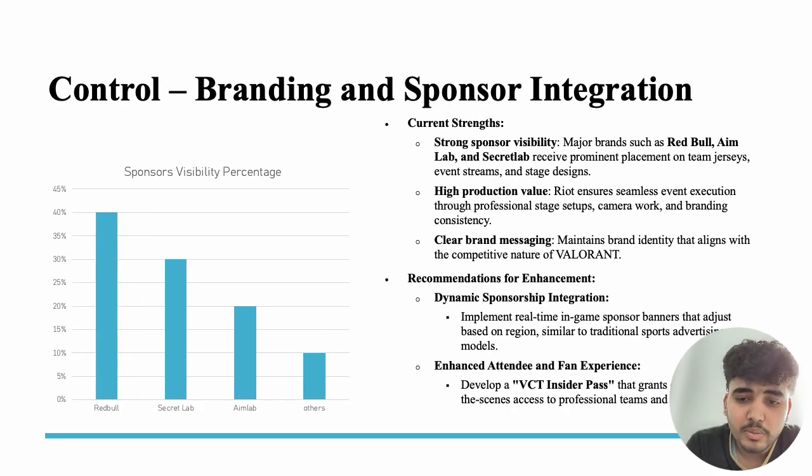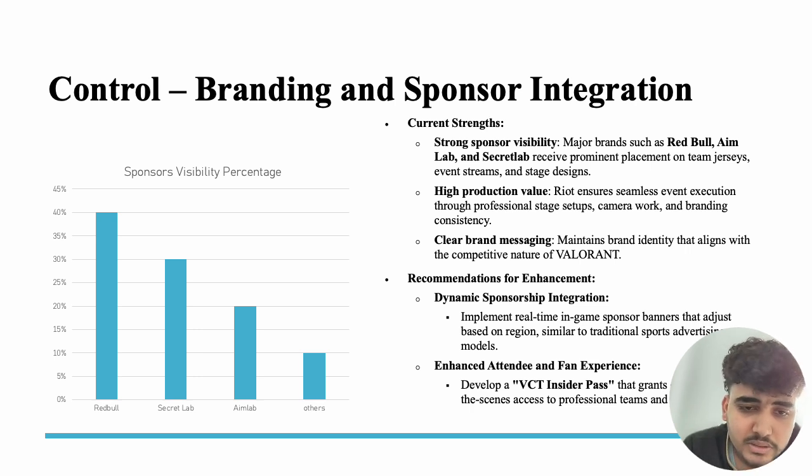And now let's talk about control, that is branding and sponsor integration. What are the current strengths? They include strong sponsor visibility. Major brands like Red Bull, Aim Lab, and Secret Lab receive prominent placement on team jerseys, event streams, and stage design, and also high production value. Riot Games ensures seamless event execution through professional stage setup and camera work.